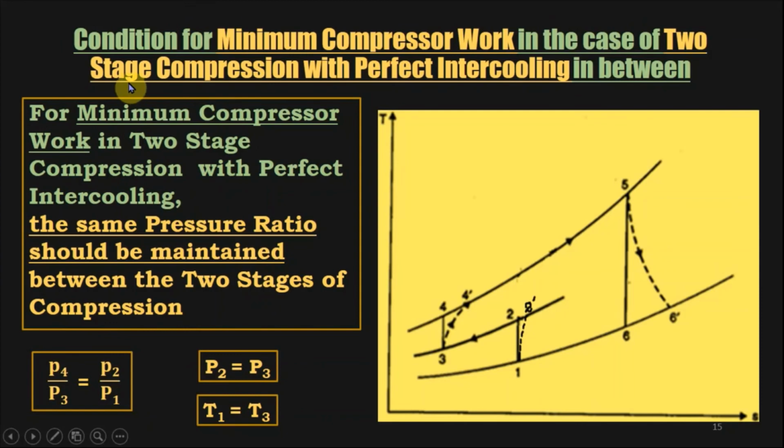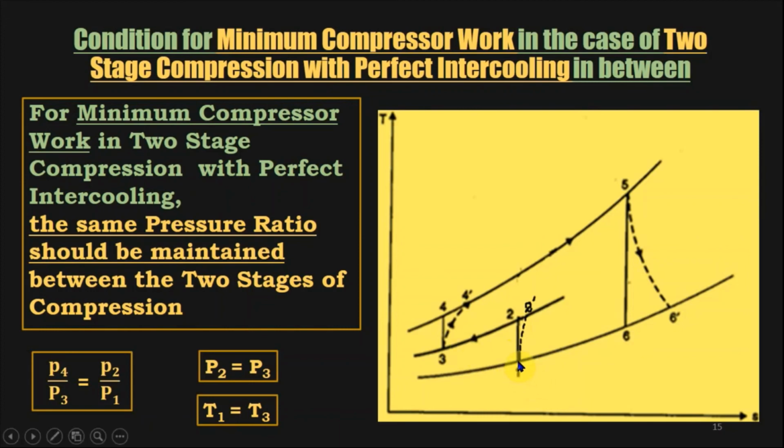Before I wind up this session, let me remind you of the condition for minimum compressor work in the case of two-stage compression with perfect intercooling in between, and one more case. In fact, we discussed this during the numerical problem covered in session 4. We know that for minimum compressor work in two-stage compression with perfect intercooling, the same pressure ratio should be maintained between the two stages of compression. We discussed this case during our previous session, lecture number 4.